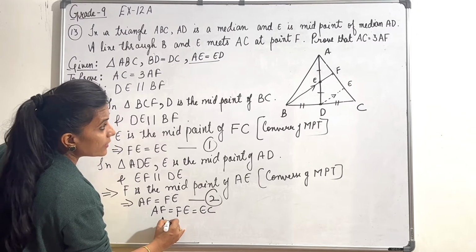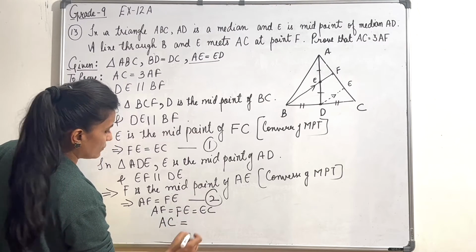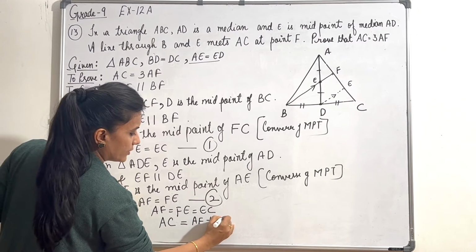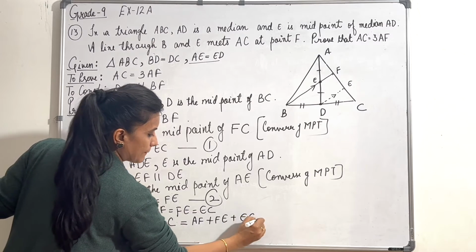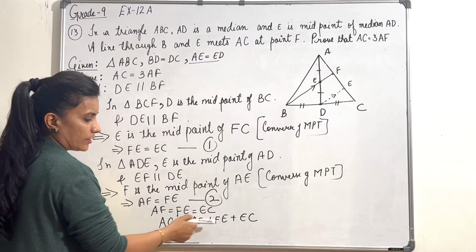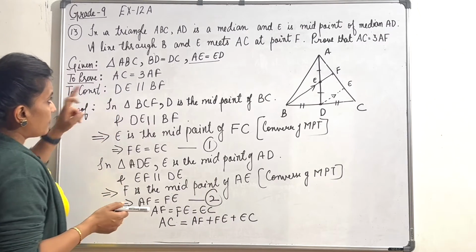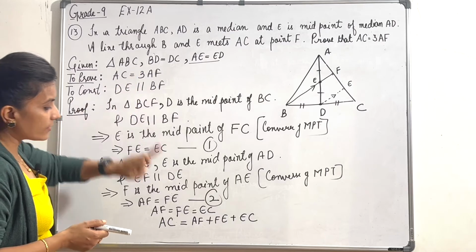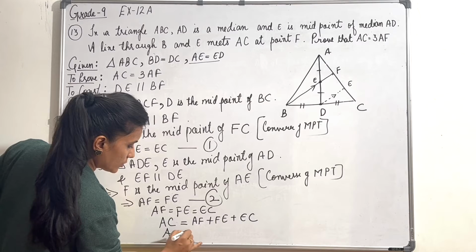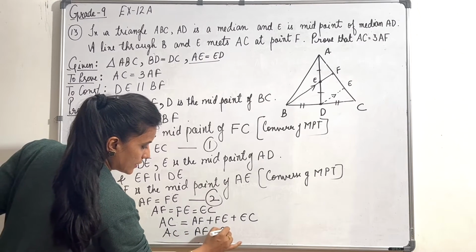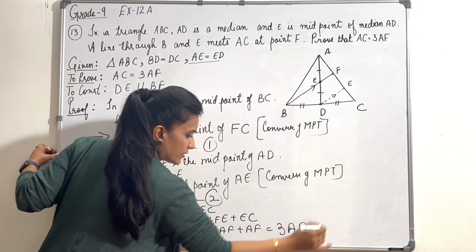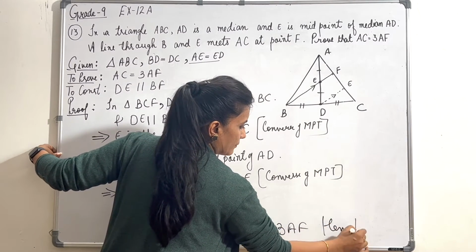So we can write AC is equal to AF plus FE plus EC. Now all these three are equal to each other, right? You can see from here they are equal to each other. But I'm looking for AF, right? So I will replace these two with AF. So AC will be equal to AF plus AF plus AF, which is equal to 3AF, right? So hence proved.